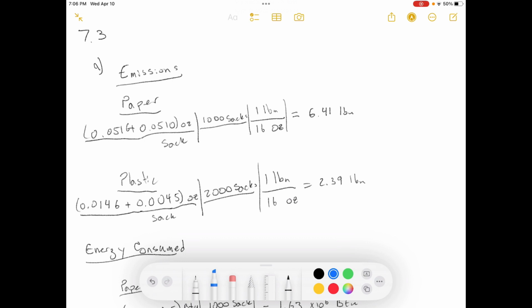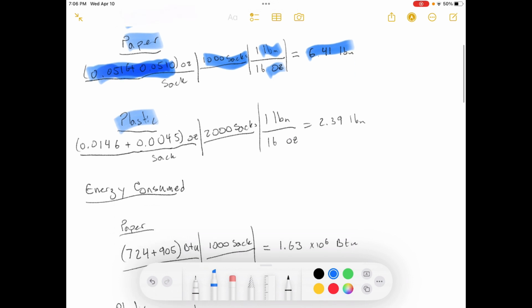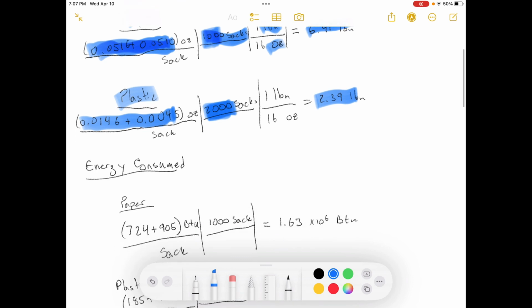Okay, so for the first part, we basically just use the table that they gave to us, right? Okay, so we say emissions for paper and for plastic. You just add both of the values that they give you for paper, for raw materials and disposal, and sack production and use, because there's no recycling. So all of it goes in for every single one of those sacks, and then we convert it into pounds mass. Okay? So 6.41 pounds mass emissions. For plastic, you do the exact same thing, but you do it with the plastic values. Okay? Except for it's 2,000 sacks instead of 1,000. Okay? 2.39 pounds mass. So a little bit less for plastic.